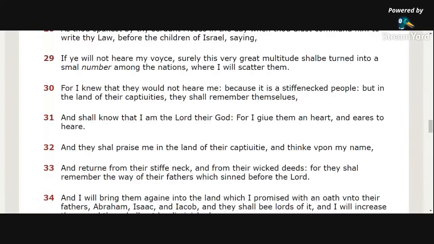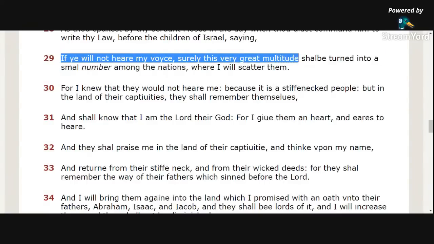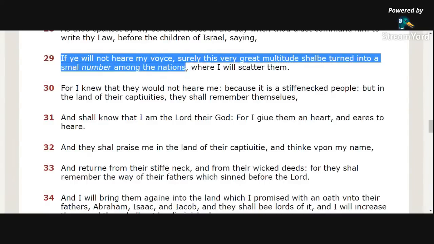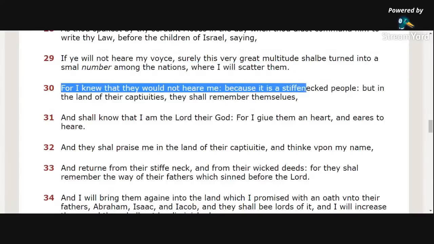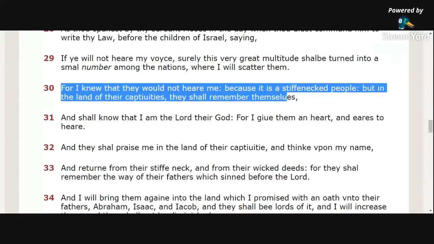Verse 29, if you would not hear my voice, surely this very great multitude shall be turned into a small number among the nations where I will scatter them. Stupid Christians don't even want to agree that the Israelites are still scattered. For I knew that they would not hear me because it is a stiff-necked people, but in the land of their captivities, they shall remember themselves. Did you hear that vocab, Malone? Christians will say at this point, this is apocryphal. It's not part of the Bible, liars.